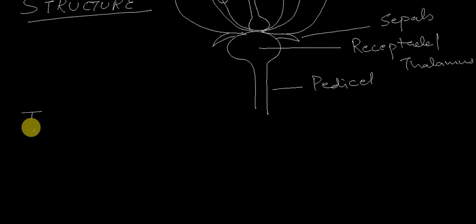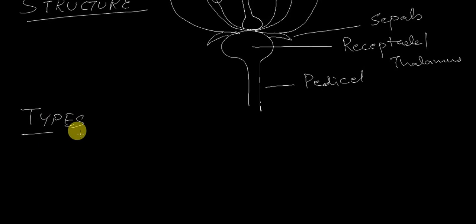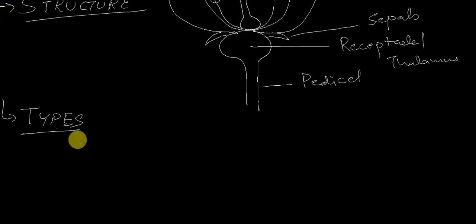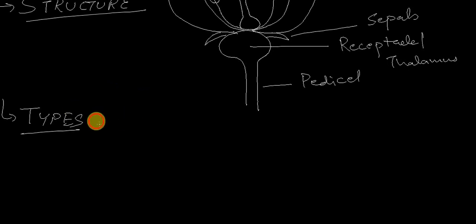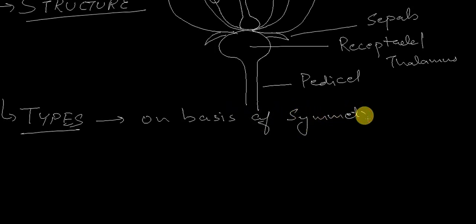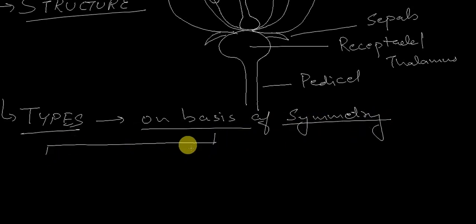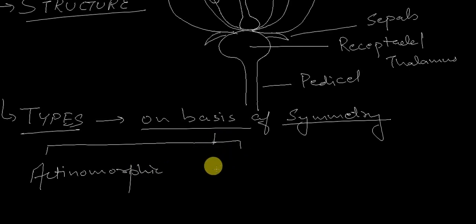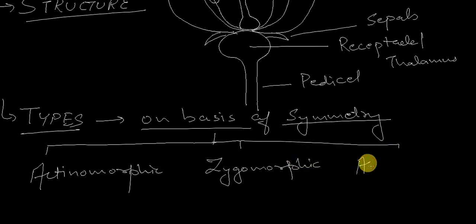Then we come over to the types of flowers, after the structure. Under the types of flowers, you will study first of all the types on the basis of symmetry. So over here it would be actinomorphic. Then the flowers could be zygomorphic, and then they could be asymmetrical.